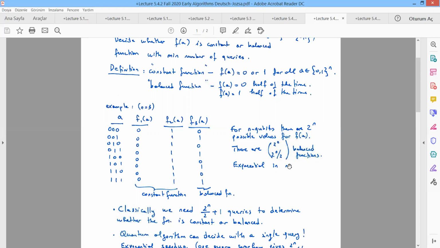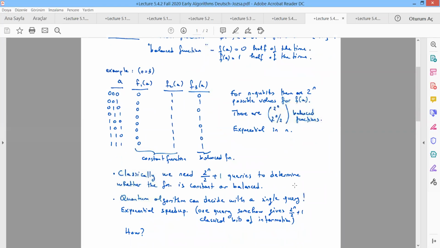As you see over here, the size of this table scales exponentially in n. There's a 2 to the n, so this scales exponentially. So classically, if you look at it classically, how many queries would one need to determine whether this function is a constant function or a balanced function? I mean, to definitively know the answer, we would need 2 to the n over 2 plus 1.